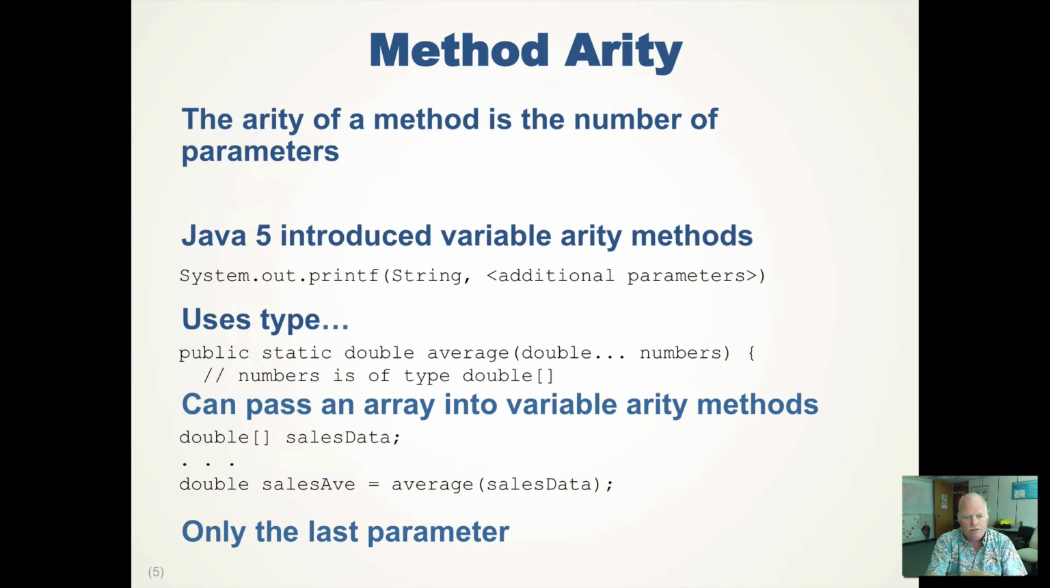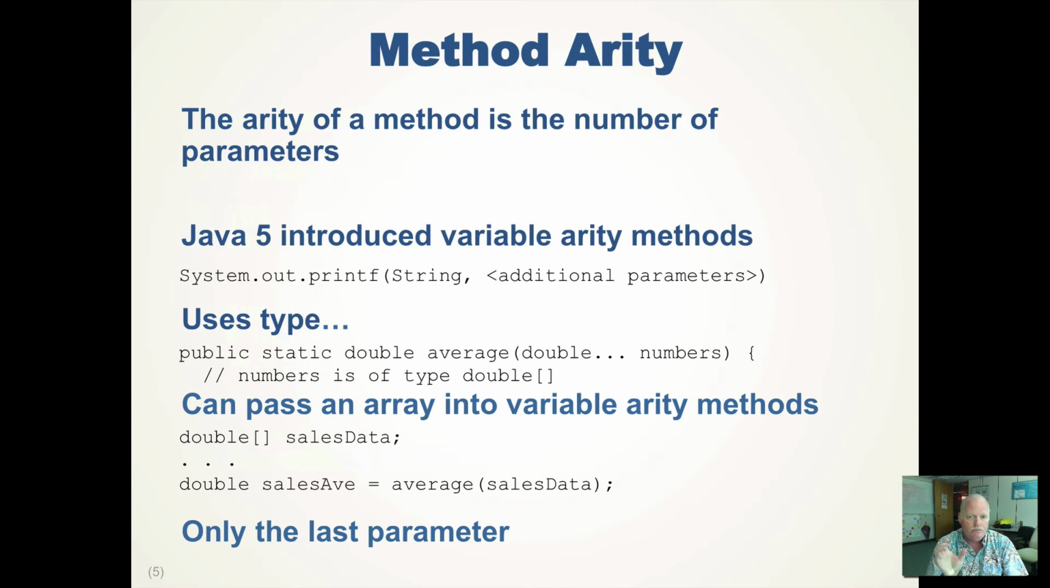So in the example right here, we have a public static double average. Its parameter is of type double, but it's a variable arity, so you can supply a bunch of numbers, more than one double, or 1 or more, or 0 or more. And so inside the method, the parameter numbers is of the type array of doubles. So you can actually pass in an array of doubles to this method, or you could supply the values with commas if you wanted to do it that way.